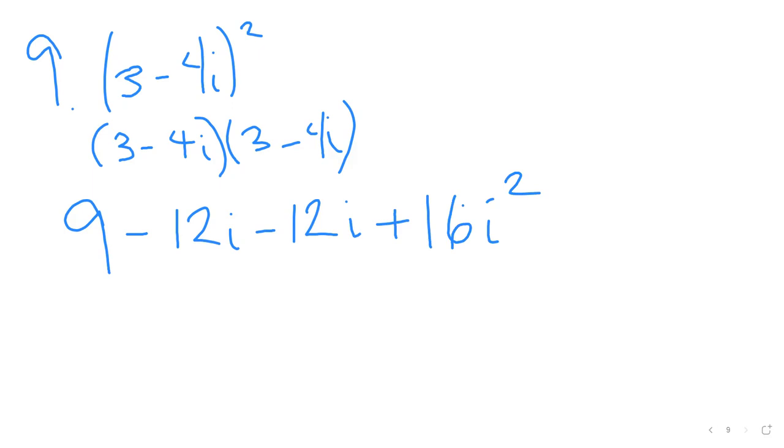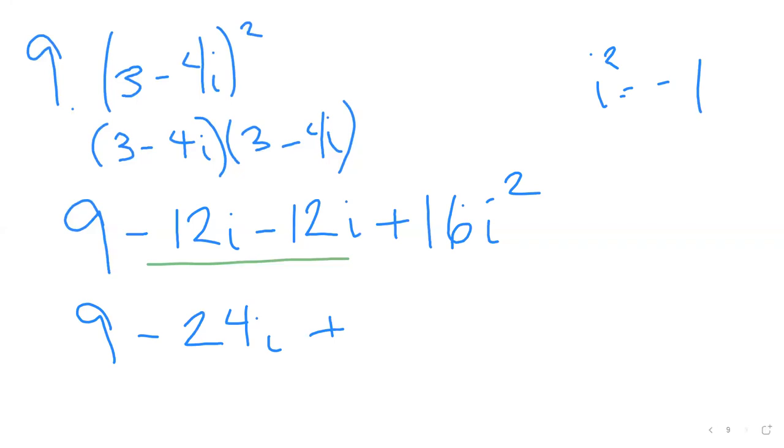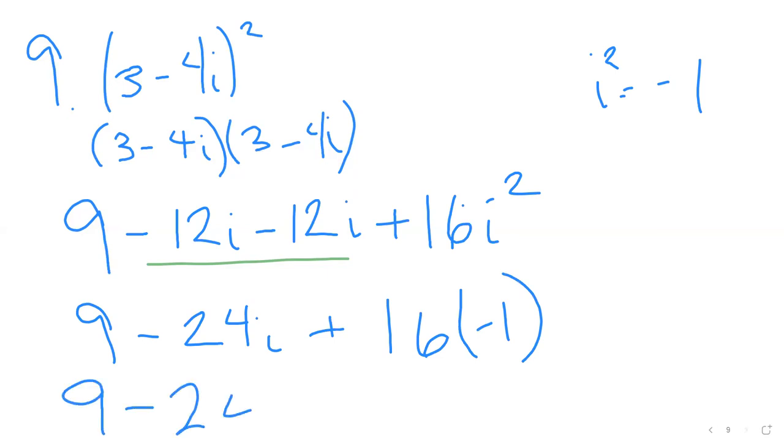Combine like terms, these two negative 12i for negative 24i, and then again apply our definition of i squared being negative 1 into this place where we have it on the end, 16 times negative 1. That gives us 9 minus 24i minus 16, which simplifies with the 9 and the minus 16 to negative 7 minus 24i.